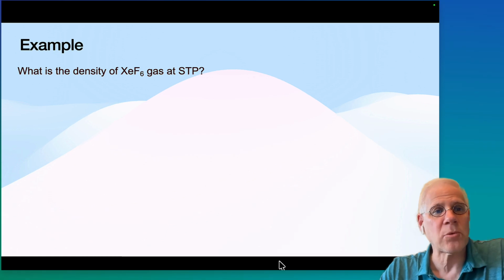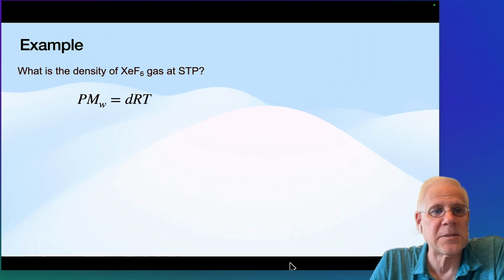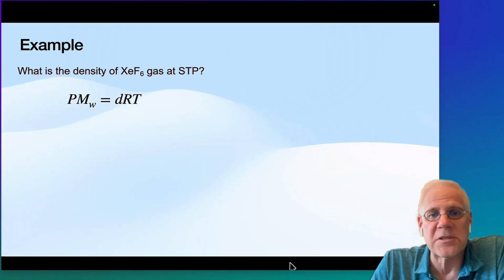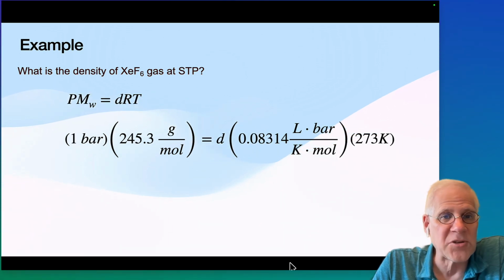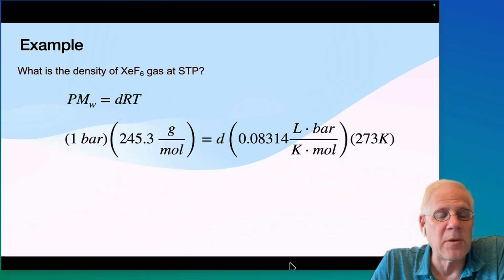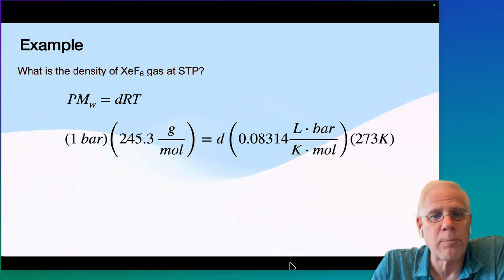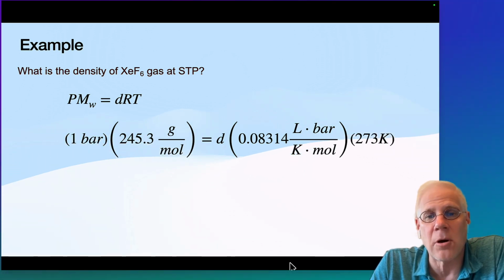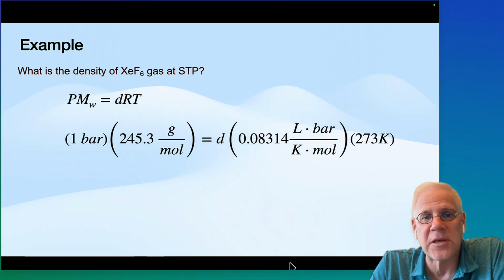So if we take a look at an example, we want to know what's the density of xenon hexafluoride gas at STP. We have our equation that we just learned. P times molar mass is equal to density times RT. We put in our value for pressure, 1 bar, because we know we're at STP. We look up the molar mass of xenon hexafluoride and we get 245.3 grams per mole. That's going to be equal to our density, our variable that we don't know, times R, 0.08314 liter bar per Kelvin mole, times our temperature. And again, our temperature at STP is 273 Kelvin.